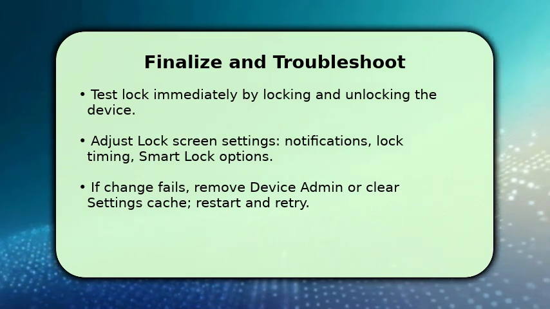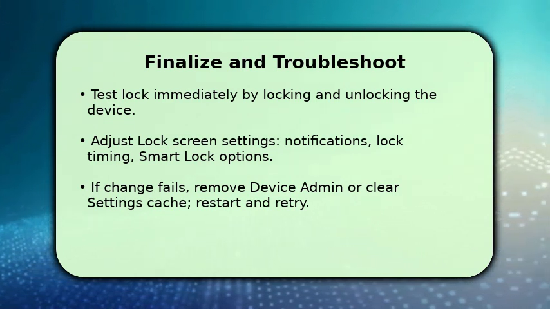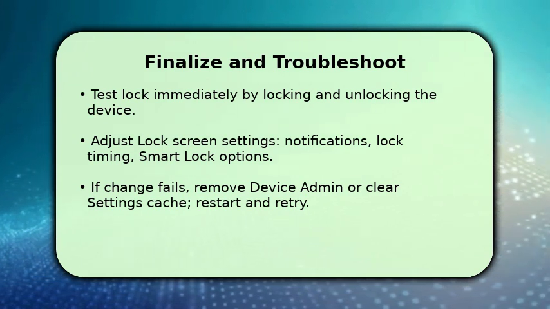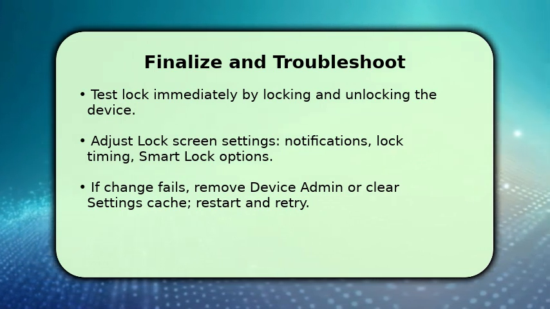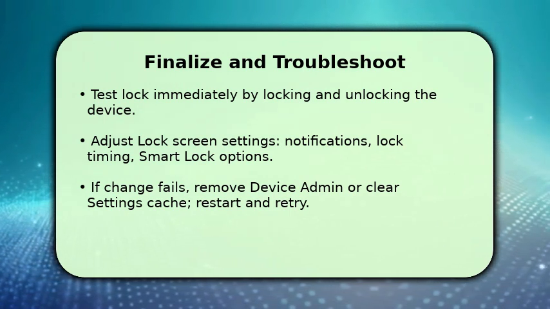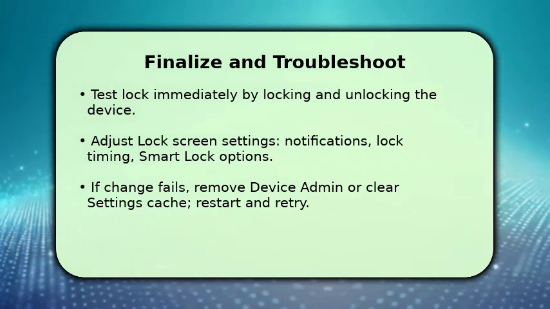Next, open lock screen settings to tune notification visibility, automatic lock delay, and smart lock rules like trusted places or devices. If the change didn't take, make sure no device administrator apps block changes, then clear the settings app cache or restart the phone and try again. If you still can't change the lock, boot to safe mode to isolate third-party interference.